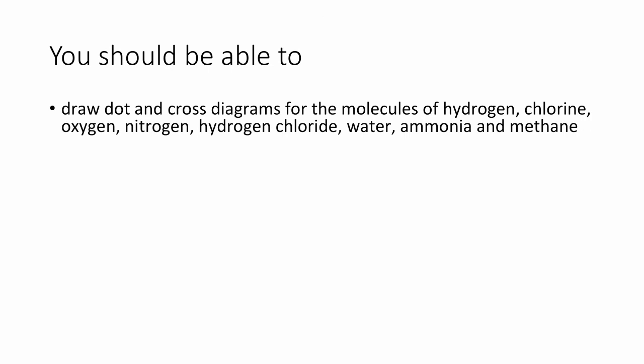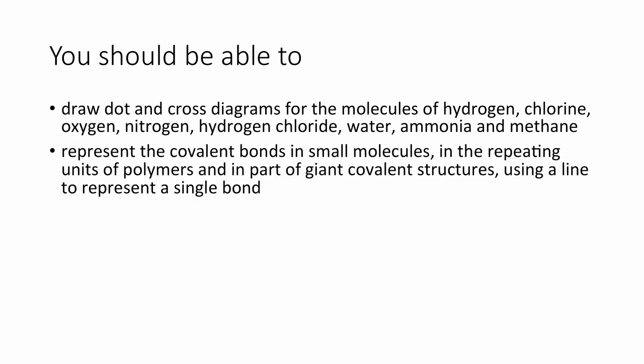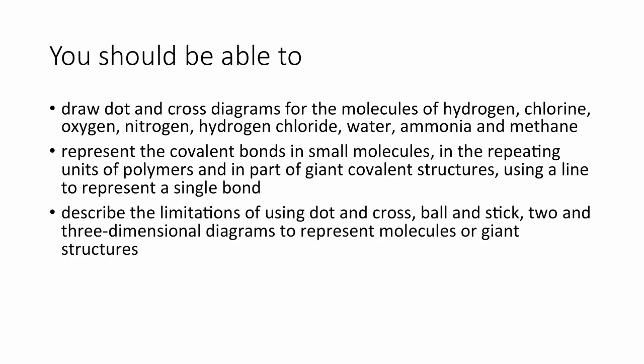So you should be able to draw dot cross diagrams for the following molecules: hydrogen, chlorine, oxygen, nitrogen, hydrogen chloride, water, ammonia and methane. So have a go at that. Represent the covalent bonds in small molecules, in the repeating units of polymers and in part of giant covalent structures using a line. So try and draw the monomer and the repeating unit for ethene, propene.